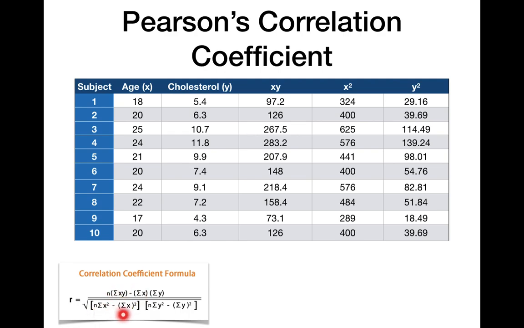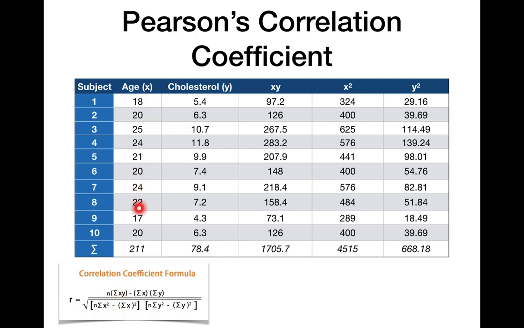Sigma means sum. I have to do the sum. So the sum of the ages is 211. Sum of cholesterol, 78.4. Sum of x times y, 1705.7. X squared sum, 4,515. And y squared sum, 668.18. And I plug these numbers into my formula. I often find with doing these tests, if you keep your data in table form, it just makes it easier not to lose bits of it and keeps it clear. So you'll see we have n, and n is the number of subjects. In this case, that would be 10.